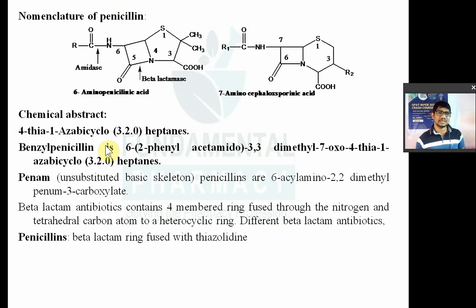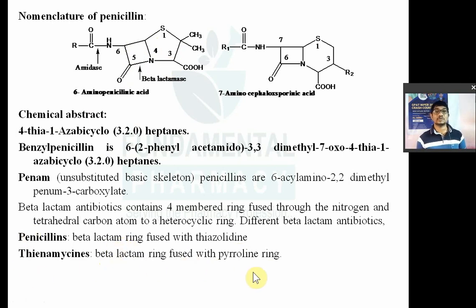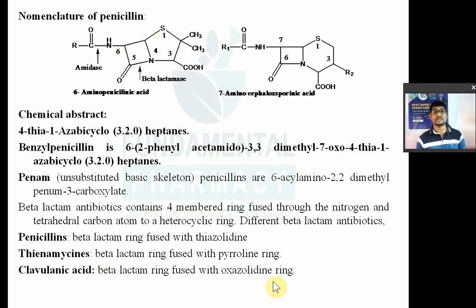In penicillin, the beta lactam ring is fused with the thiazolidine ring. So this 4-membered beta lactam ring is fused with this 5-membered thiazolidine ring. A question has come on this as well. In the thienamycins, the beta lactam ring is fused with the pyrrolidine ring. In clavulanic acid, the beta lactam ring is fused with the oxazolidine ring.